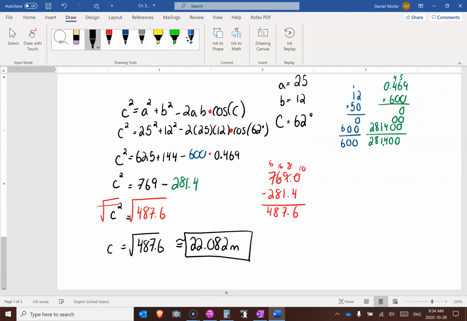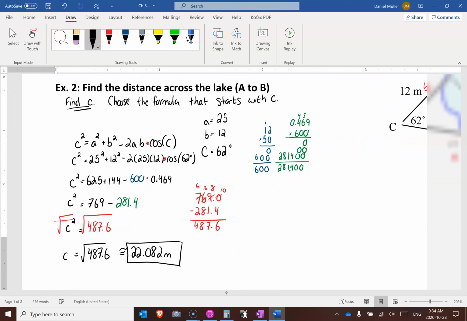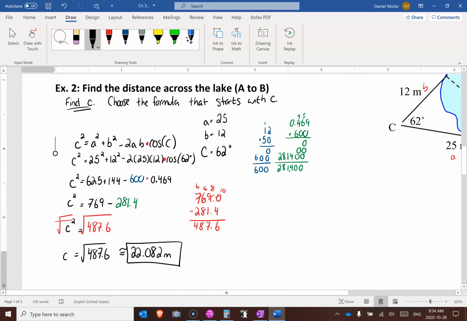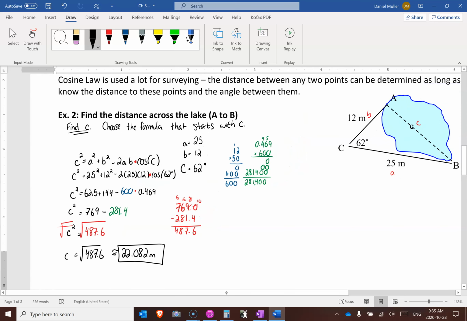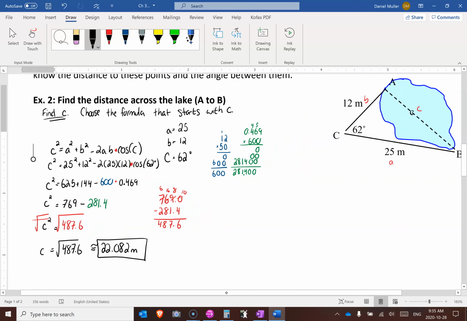So obviously this took a lot longer because there was a bunch of manually multiplying and subtracting here. But the idea is that you choose a formula that starts with C, find all of the information you already know. So I already knew that stuff, plugged it in, and then just did some relatively simple mathematics. And the whole idea is to get C alone, but it was already alone. All I had to do was square root it at the end. So there's a lot that went on there. We're going to do some more examples in the next video.